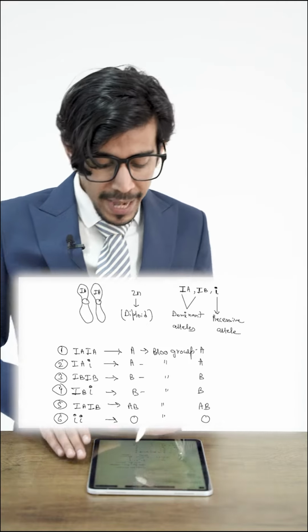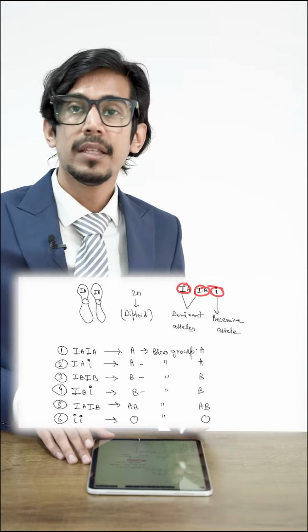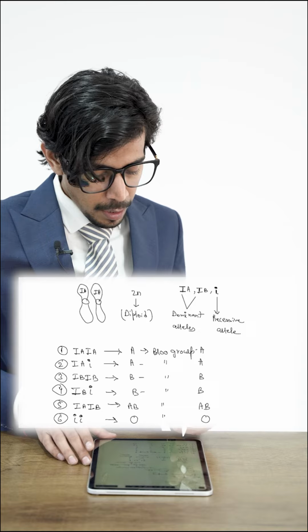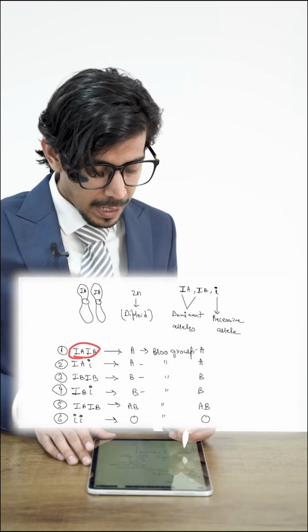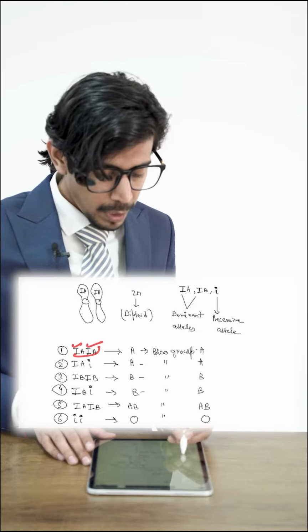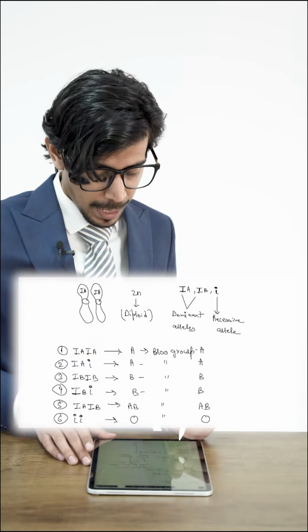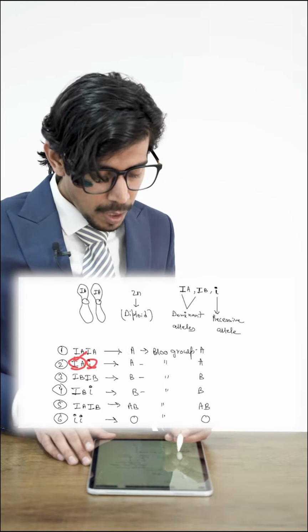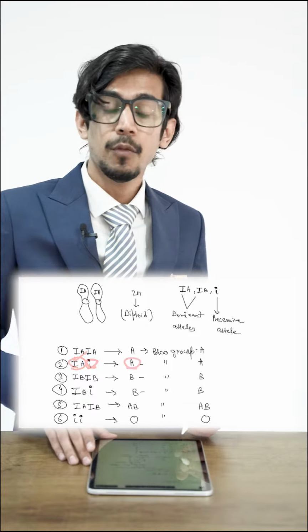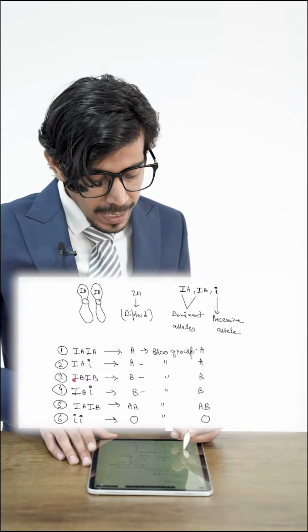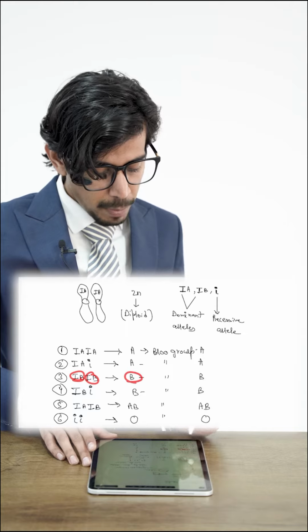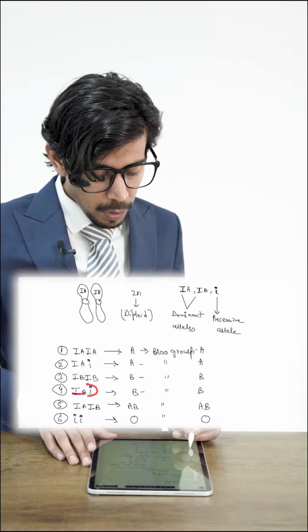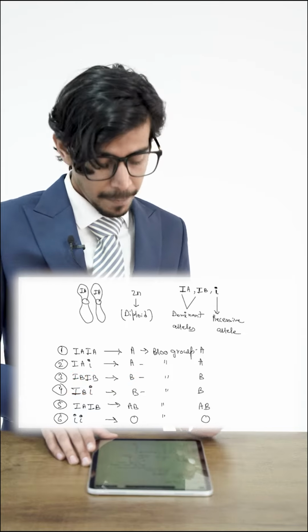So now, what can be the different combinations of these 3 alleles? Let's see. We can inherit IA IA. Since both are dominant, we get blood group A. If we get IA i, we know that IA is dominant and small i is recessive, so the blood group again would be A. If we get IB IB, then the blood group would be B, and IB i will also result in blood group B.